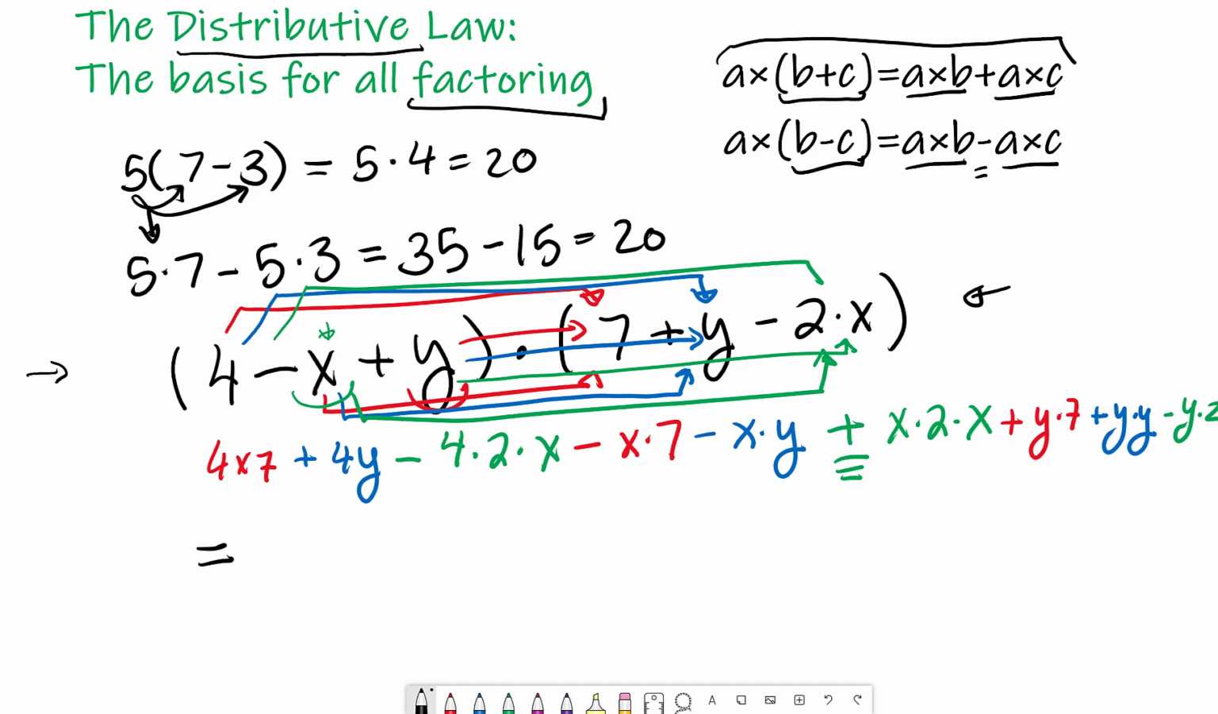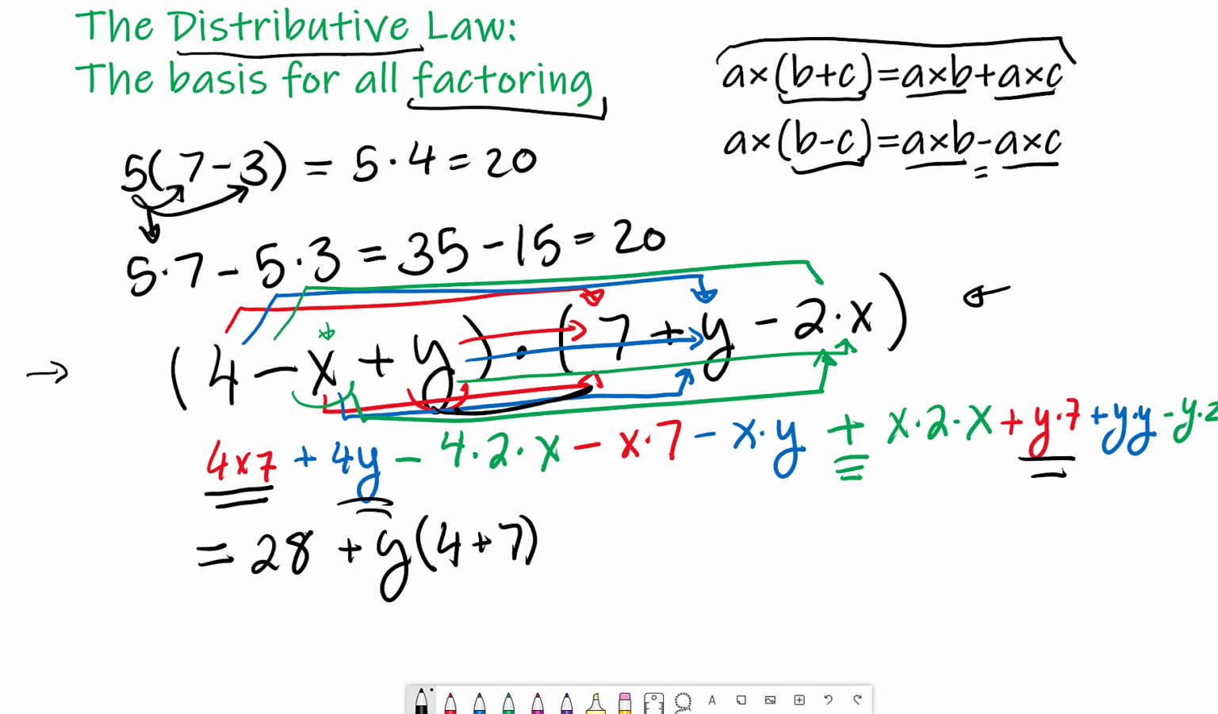Let's look first at our first term here. 4 times 7 is 28. Now let's look at our next term, which is a y, right? So we have y times 4 here, but we also have y times 7 here, right, from the second term. So that's plus 7.